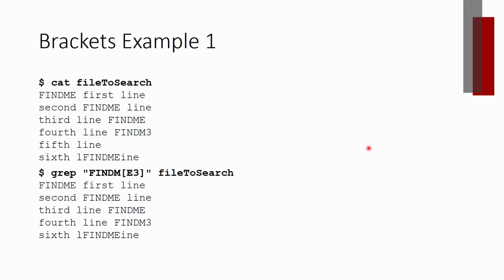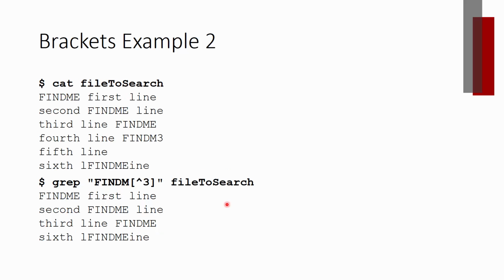Here are some brackets examples. Here's our file to search again. This time I'm grepping it and I'm using the brackets to say match any one character inside here, so either a capital E or a 3. So this is more limiting than the single period operator that we did before. That would have matched anything. This one specifically will only match the capital E or the 3. So we do get the fourth line returned.